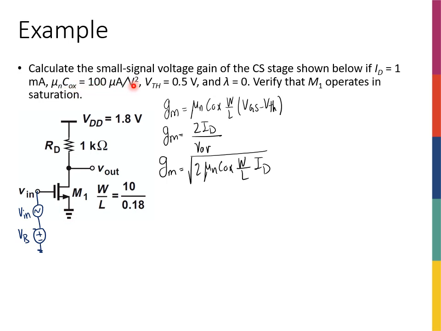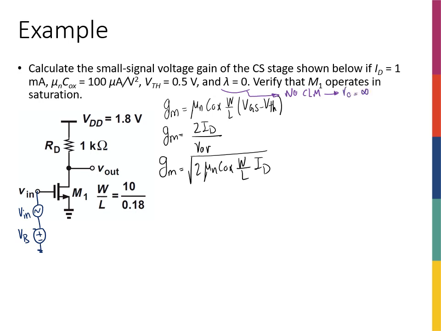And then mu and Cox are given, so the device physical parameters are given. The threshold voltage is 0.5 volts, the lambda is 0, meaning that there's no channel length modulation, so no CLM, or in other words, the R0 is infinity.